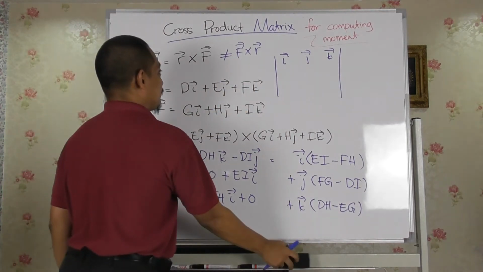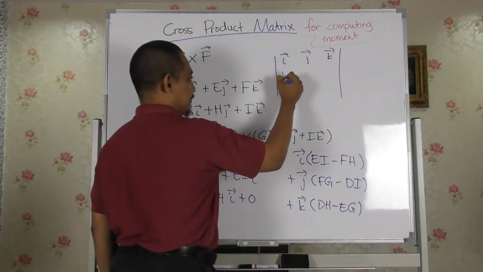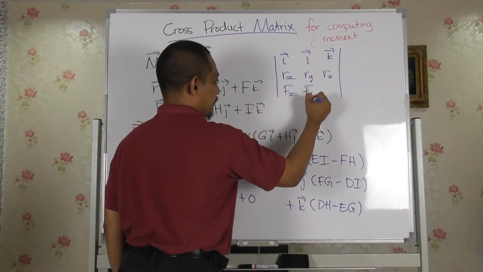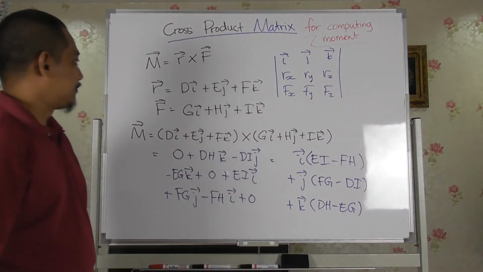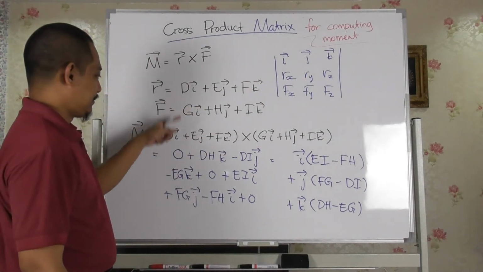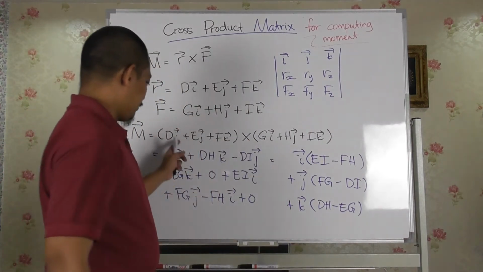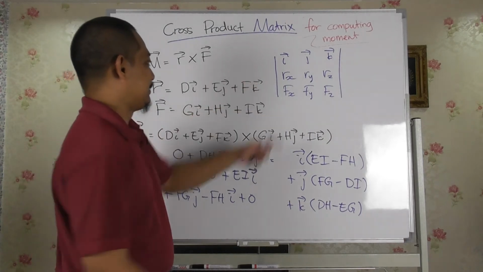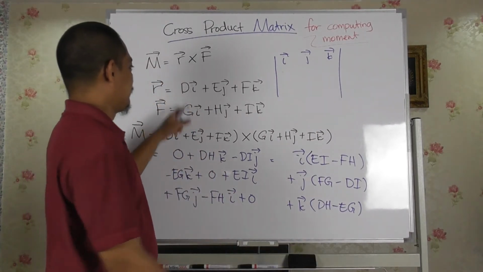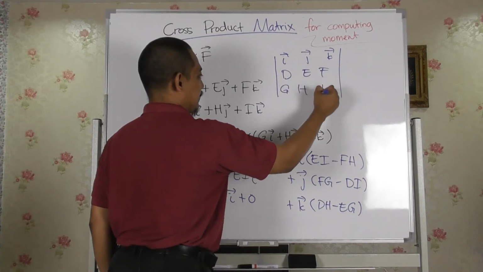So you have to understand that when we do R cross F, the sequence is Rx, Ry, Rz, then Fx, Fy, Fz. Because we already used d, e, f, g, h, i, let's plug in here. R will be d, e, f, and then g, h, i.